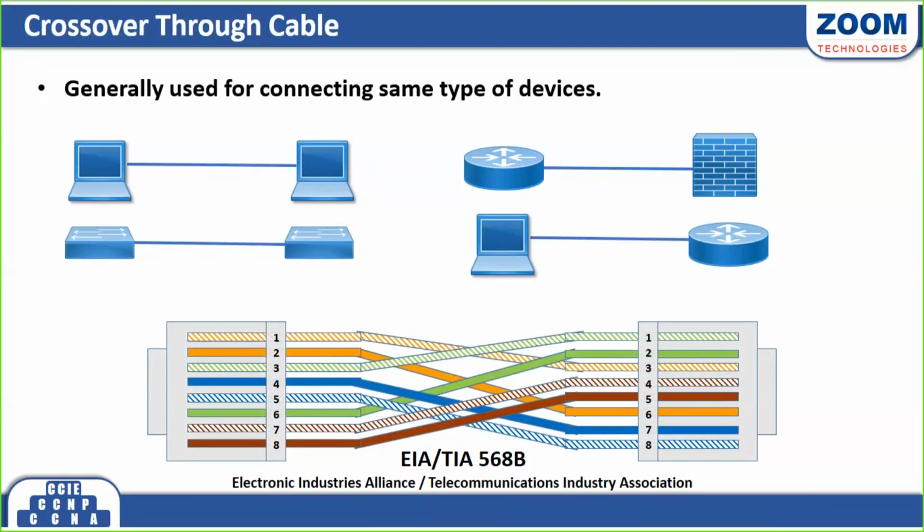So a cross cable is this cross coding. Here, orange white is in first place, but at the other end, orange white is in third place. Orange here is in second place, but here it is in sixth position. So if you see the cross coding, it is a cross cable actually.